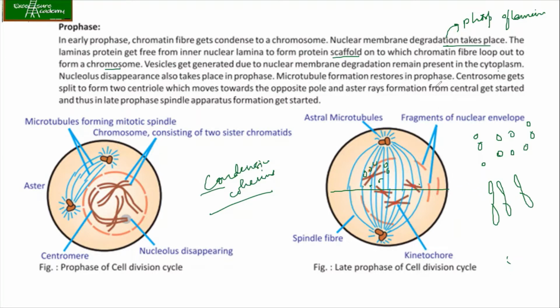Microtubule formation restores in the prophase. Centrosome gets split to form the two centrioles, which move towards the opposite poles, and aster rays formation from the centriole gets started. Thus, in the late prophase, spindle apparatus formation gets started. Okay.